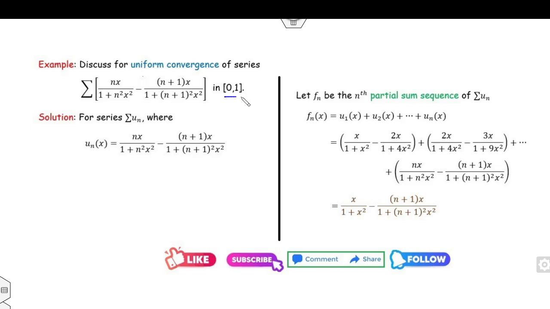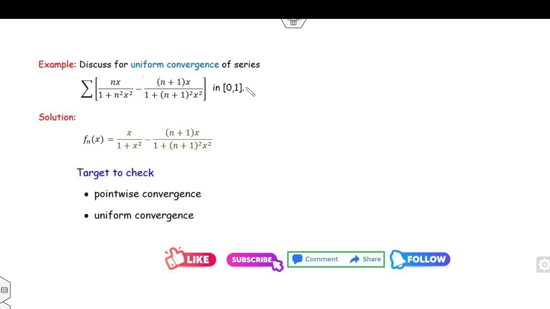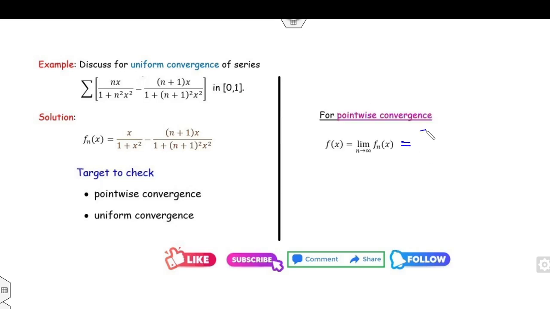Based on this expression, my domain is the closed interval [0, 1]. So then I will compute these limits and check whether the limit exists or not. If the limit does not exist, then it is not pointwise convergent, hence it is not uniformly convergent. What will happen if x is equal to 0? What is the value of f_n? 0. So then the limit is also 0.